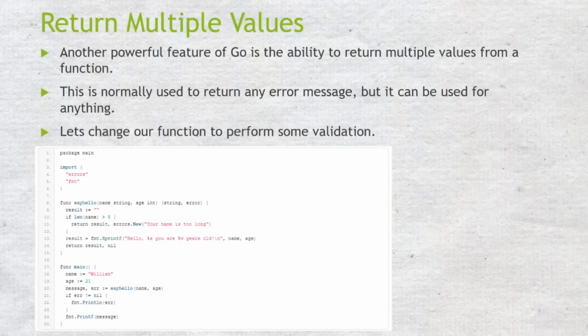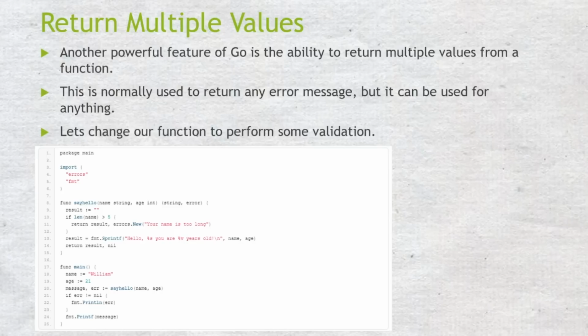So in our main function, we declare our name variable as William, which as you can see is more than 5 characters. Our age is 21, and here we're saying message, err equals. So when we have our variables separated by commas like that, that means that we're expecting two values to be returned from our function when we call it. And we assign those using sayHello, using our parameters, name and age.